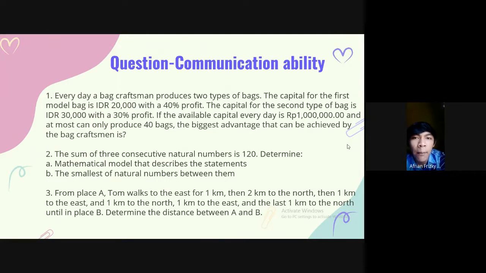The next is about communication ability. You can see in the PPT here, for the question of communication ability, student must communicate the result or the answer of the question in their own words, like communicate with symbols and so on. Okay, next.